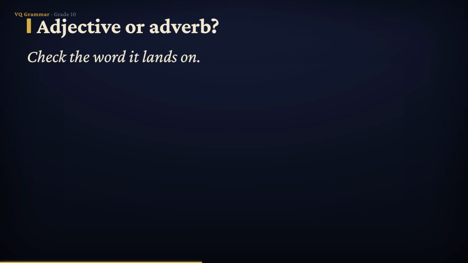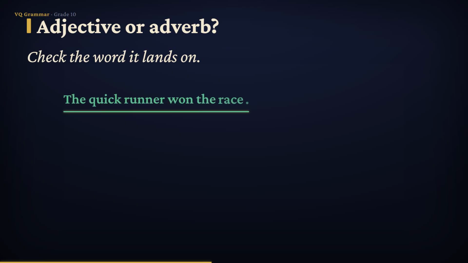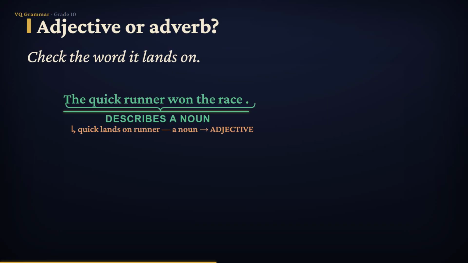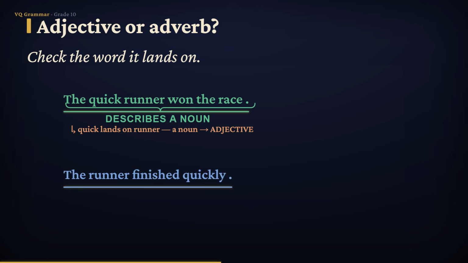Here's the contrast that trips people up, and it's worth slowing right down for. Adjectives and adverbs both describe, but they describe different things. Sentence 1. The quick runner won the race. Quick is sitting beside runner, and runner is a noun, so quick is an adjective. Now sentence 2. The runner finished quickly.